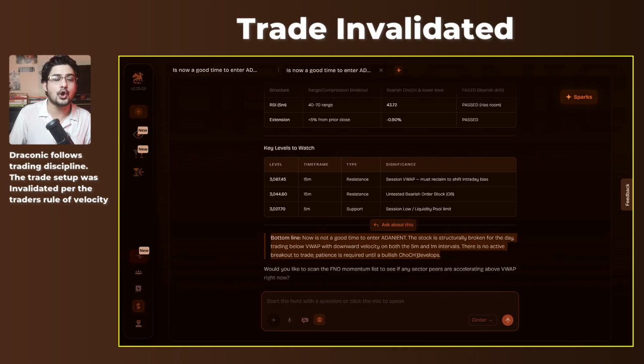Adani Enterprises. This stock is structurally broken for the day, trading below VWAP with a downward velocity on both 5-minute and 1-minute interval. There is no active breakout to trade. Patience is required until a bullish change of character develops.